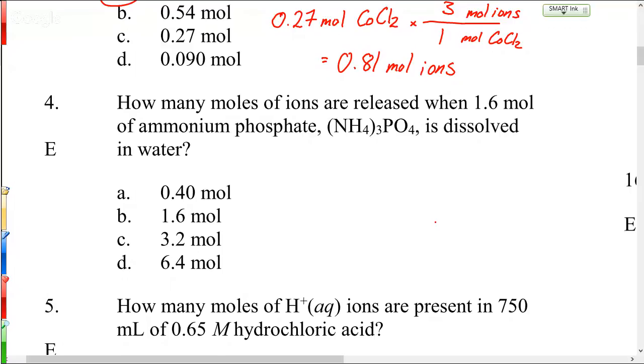All right, so looking at number 4, what'd you come up with? D. So you need 4 times that number of moles because you've got 4 ions produced by each formula unit of ammonium phosphate. Good.